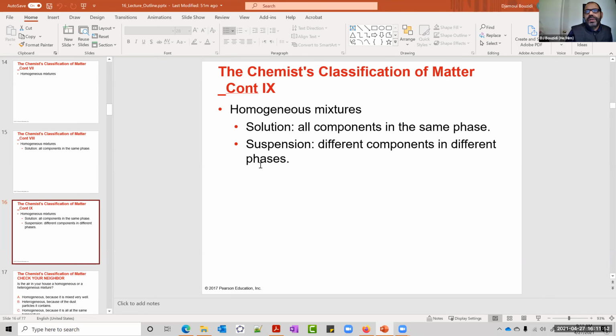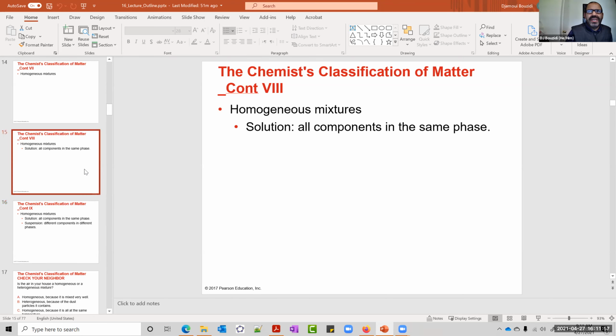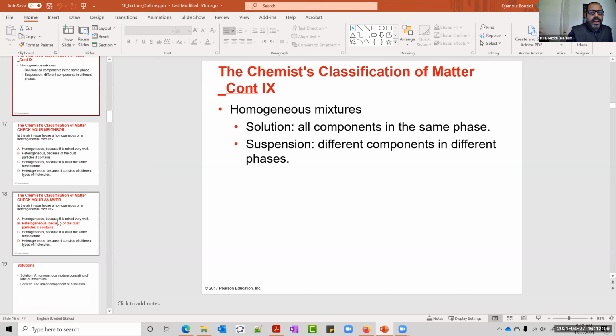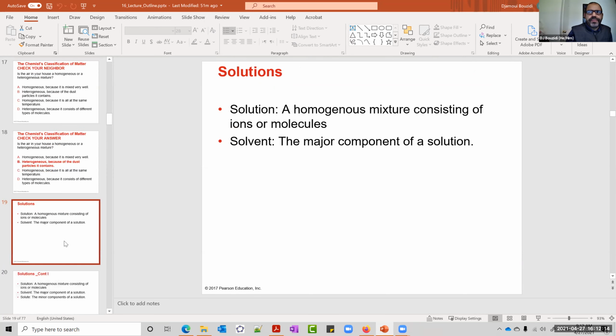Suspension, different components in different phases. For example, it's not really suspended, it actually binds chemically to it. In a suspension, like dirt inside water that you can clearly see, you actually have different phases. Hopefully you guys can go through these examples in here.